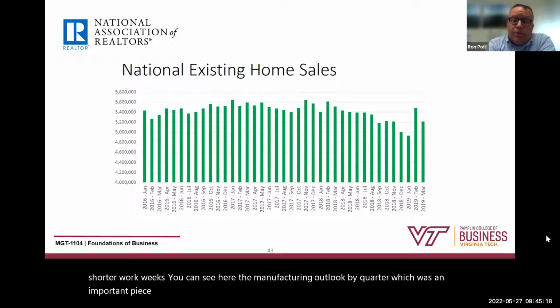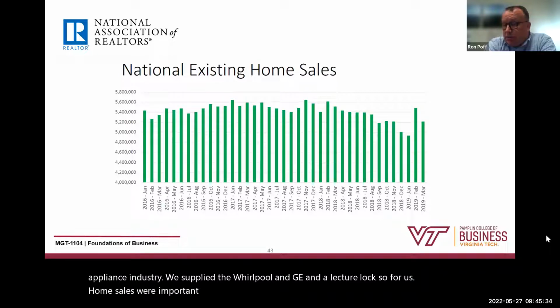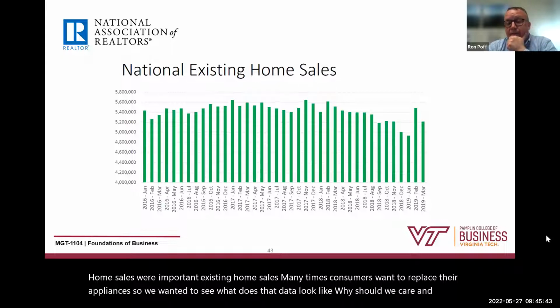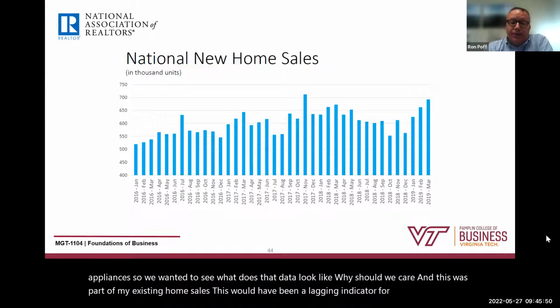Another data point was existing home sales. We were a supplier to the appliance industry. We supplied to Whirlpool and GE and Electrolux. So for us, home sales were important. Existing home sales, many times consumers want to replace their appliances. So we wanted to see what that data looks like. Why should we care? This would have been a lagging indicator for us, but helping us do that.